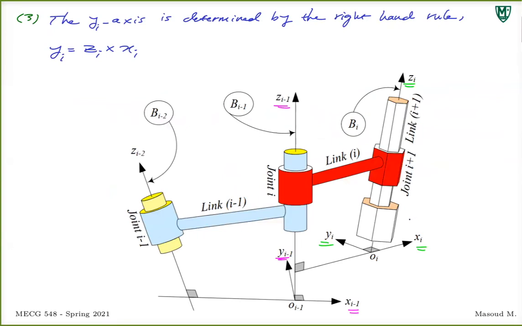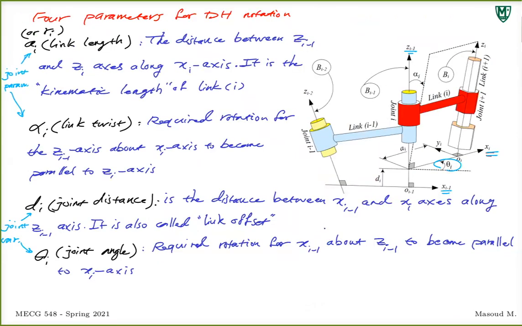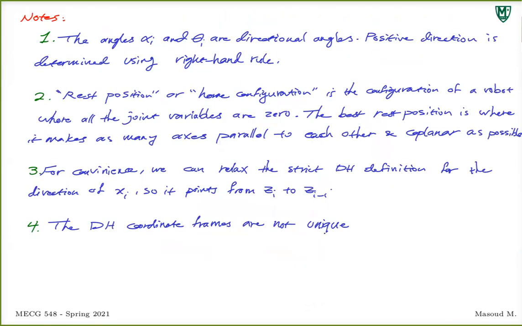Someone might come and tell me, well, this is a revolute joint. Why did you take the rotation this way and zi minus 1 upward? I wanted to take the positive rotation this way and zi minus 1 downward. You could do it, right? There is no rule or specific restriction in DH notation that can prevent you from doing it. So as a result, the DH coordinate frames are not unique, right?